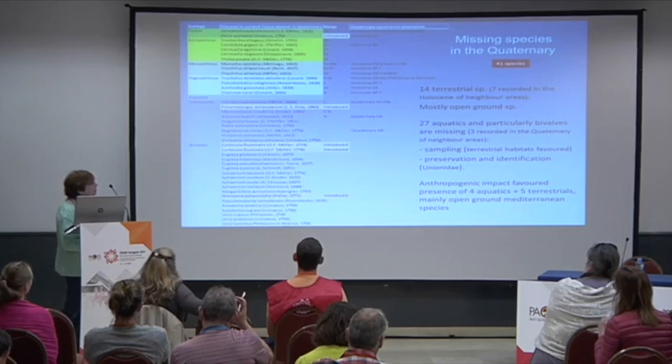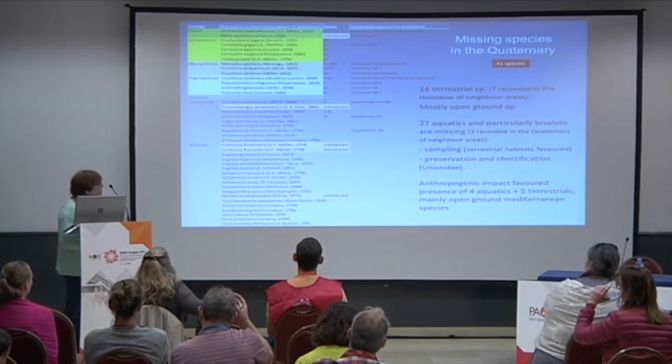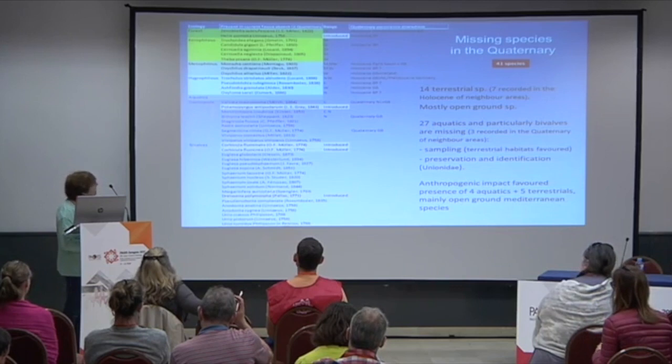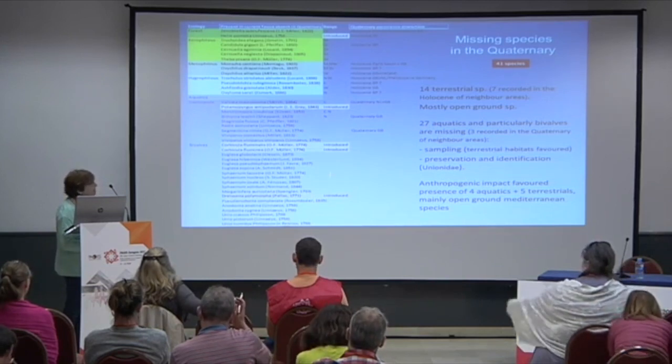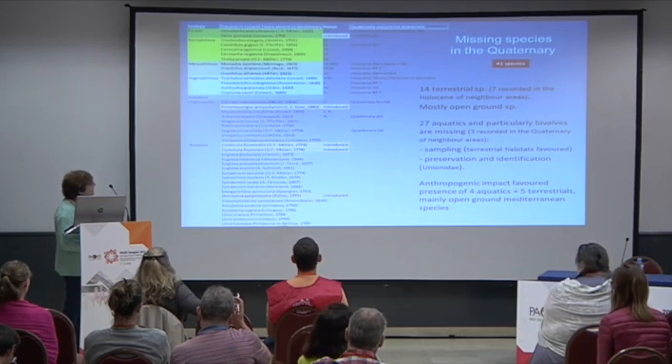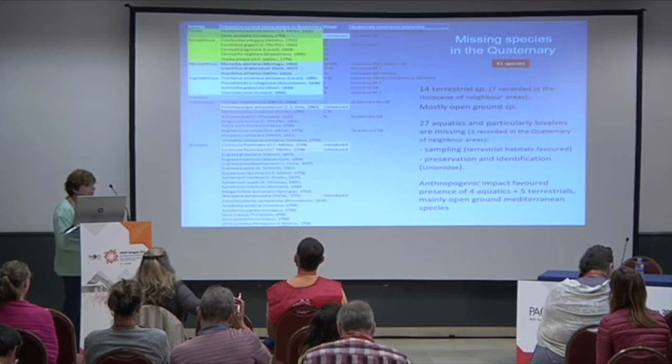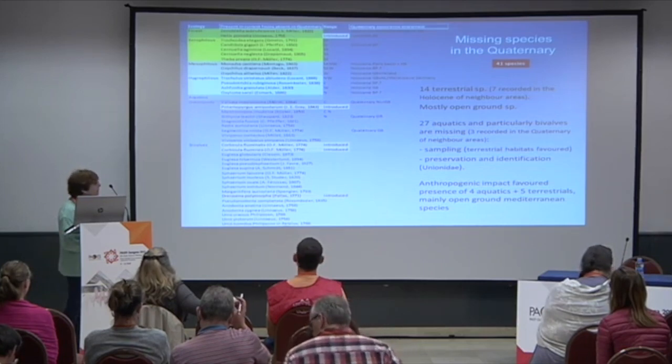But most of the missing species in the Quaternary record are aquatic. And among these aquatics, there are only 4 of them that have been recently introduced, and only 3 that have been registered in Quaternary deposits in neighboring areas.